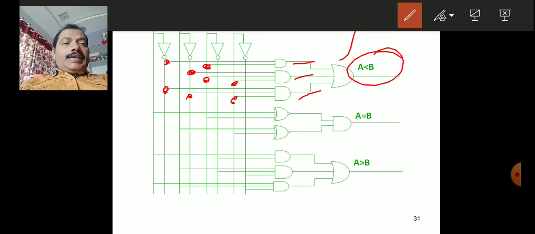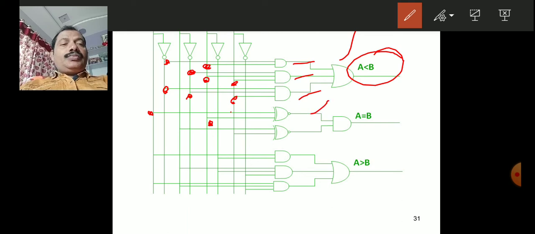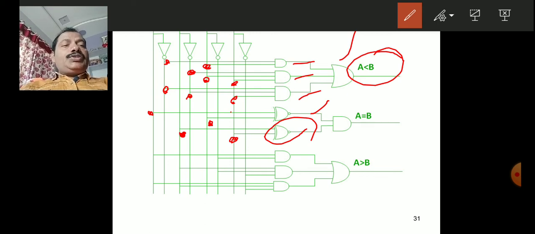Similarly, A equals to B. Two exclusive NOR gates are enough. A1 is connected, B1 is connected. So A1, B1 both are connected to an exclusive NOR gate. So this is available. Next, A0 and B0 both are connected here to the next exclusive NOR gate, and these two outputs are connected to one AND gate. So that is the implementation.